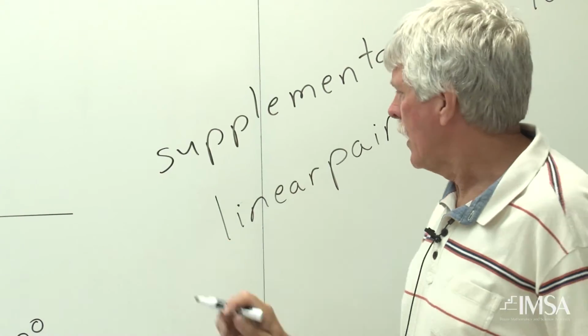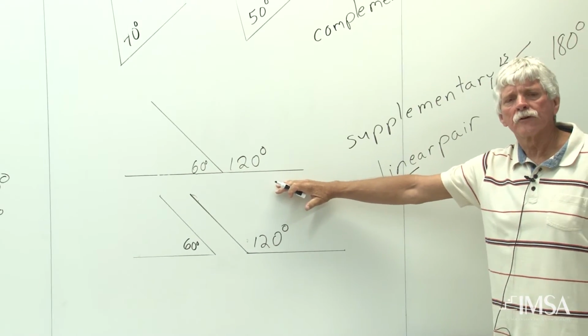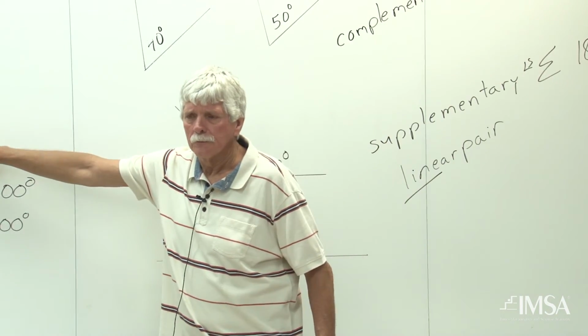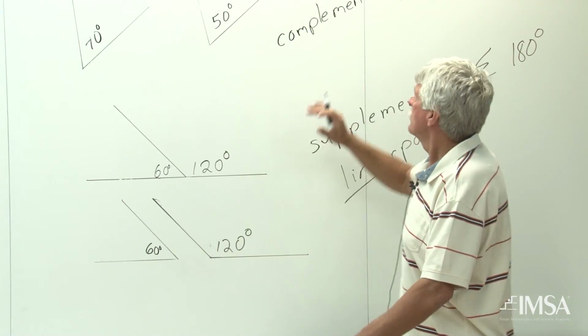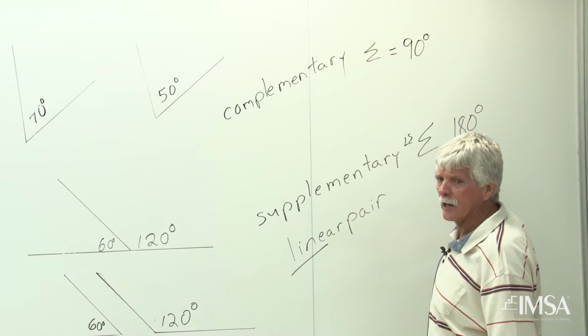And you can see what they make by the root word in linear. These two sides form a straight line. So we have vertical angles. Opposite angles are equal. Complementary angles are sum of 90, supplementary angles of 180.